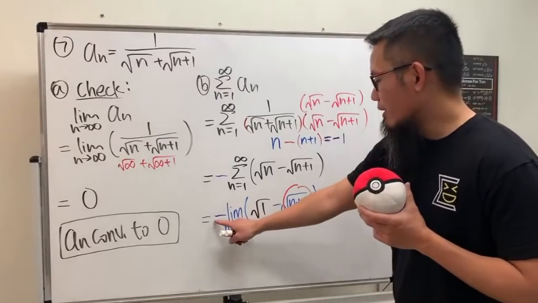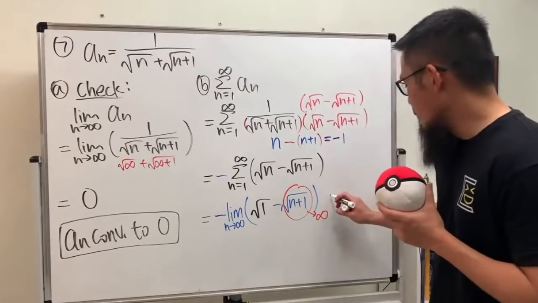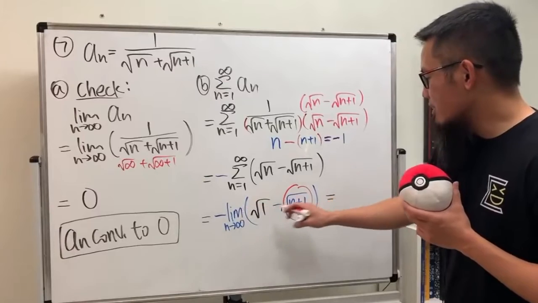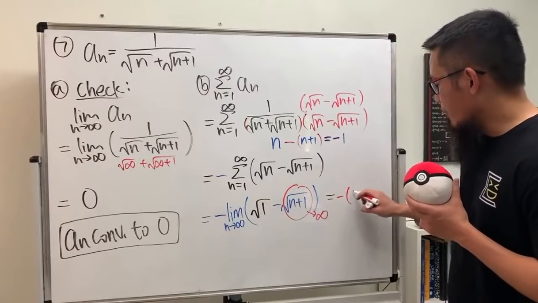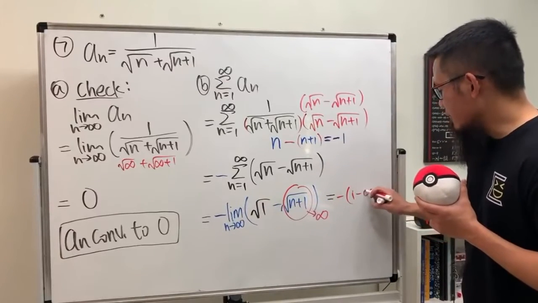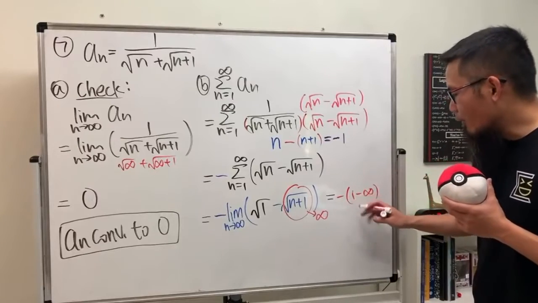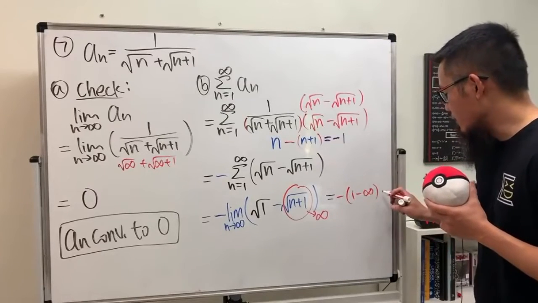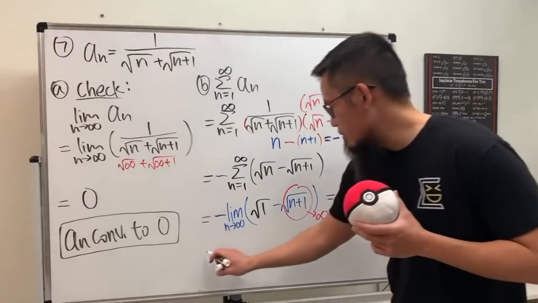So have a look. Technically, if you would like to just do some computation, this is going to be negative, and then we have 1 minus infinity. So all in all, this right here is actually just going to be infinity. Right? This right here is actually going to be infinity.